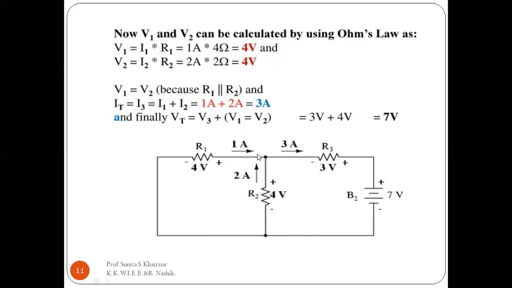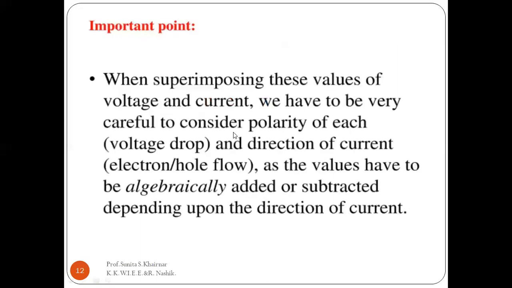And what does the superposition theorem state? The superposition theorem states that the current flowing in each resistance is the algebraic sum of all currents which would flow in that circuit when each source is considered separately, while the other source is removed and replaced by its internal resistance, if any. In that case, if there is a current source, it is replaced by an open circuit. If there is a voltage source, it is replaced by a short circuit. So when superimposing these values of voltage and current, we have to be very careful to consider the polarity of each voltage drop and direction of current, as the values have to be algebraically added or subtracted depending upon the direction of the current.